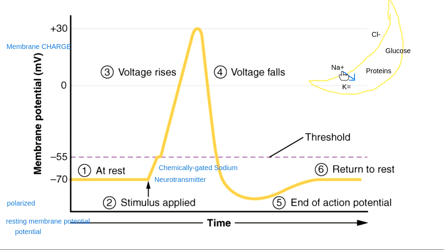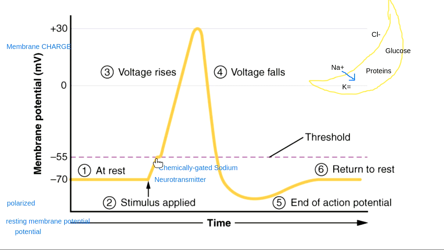Sodium is a cation. It's got a positive charge. When I bring that positive charge inside, I was at -70 inside. Now I do +1, +2, +3, +4. Sodium has a positive charge. The more of those little positives that I add up here, the higher the charge on my membrane gets.